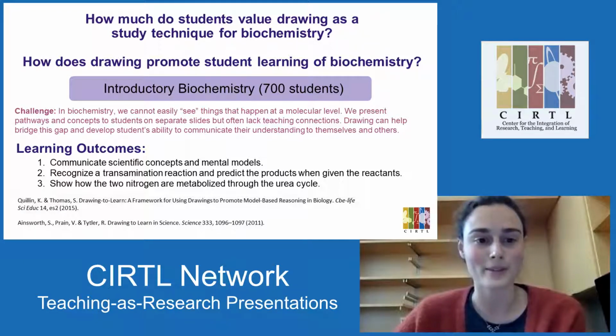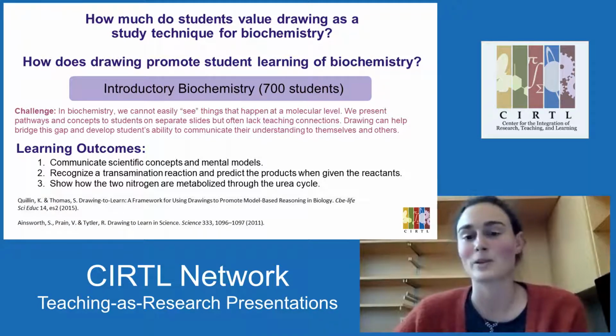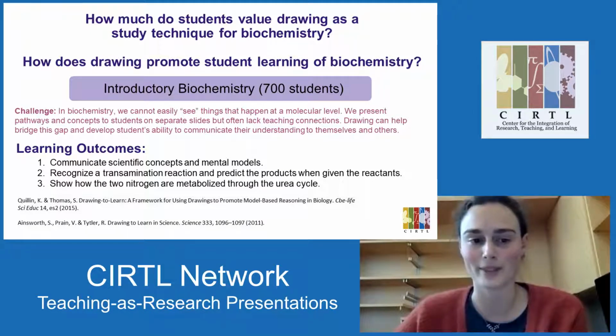The learning outcomes for my TAR project were, 1, to communicate scientific concepts and mental models as a way to study and learn biochemistry. And then 2 more material-specific learning outcomes were tackling a transamination reaction, which is a typical thing that's taught in intro biochem courses during nitrogen metabolism, and then showing how nitrogen is metabolized through a metabolic cycle called the urea cycle. Literature supports the use of drawing, and I wanted to test that out in this course.